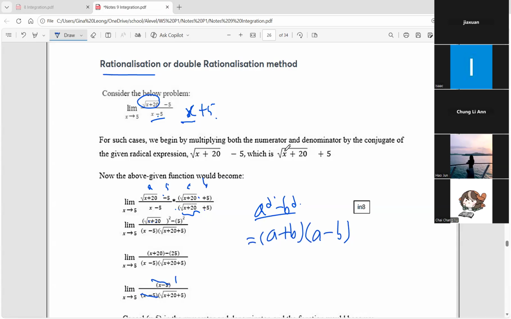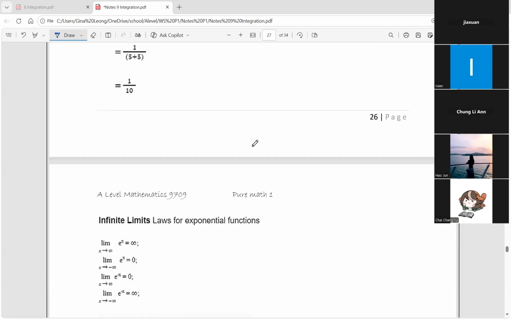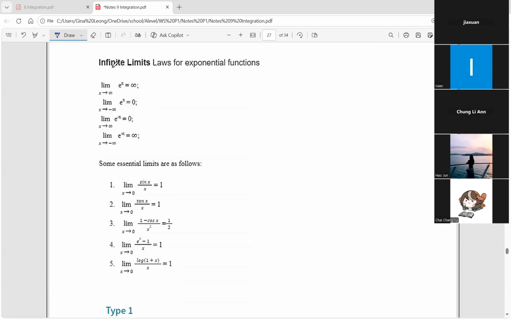Okay, if no, then I move on. No problem, I move on. Now we go for this one. This one, you have to memorize, no other way. When you have the infinite limits, that means the value is either very, very big or very, very small. Limit x approach to infinite, that means very, very big or very, very small.